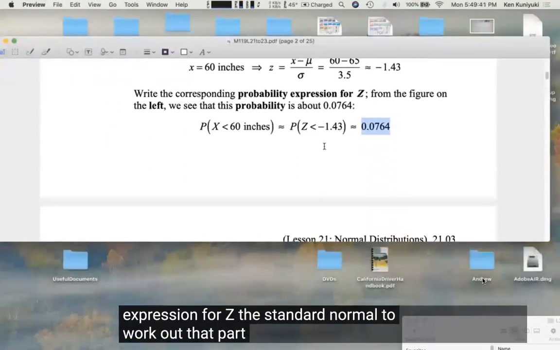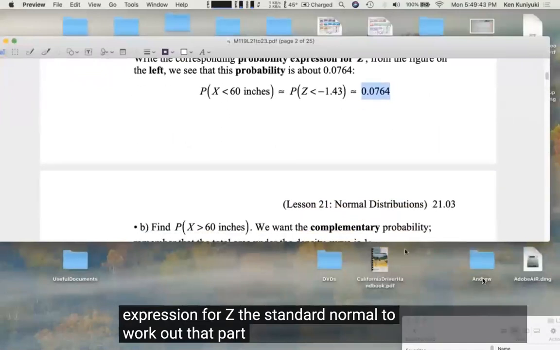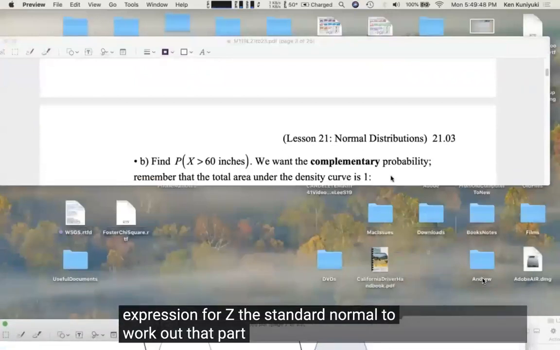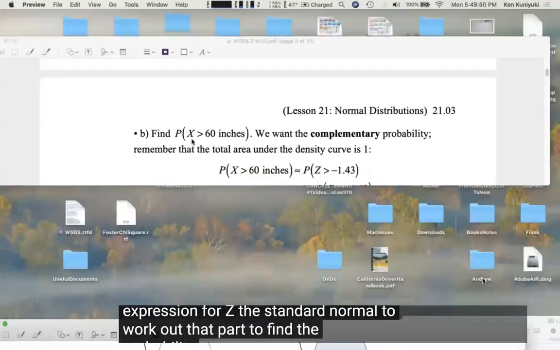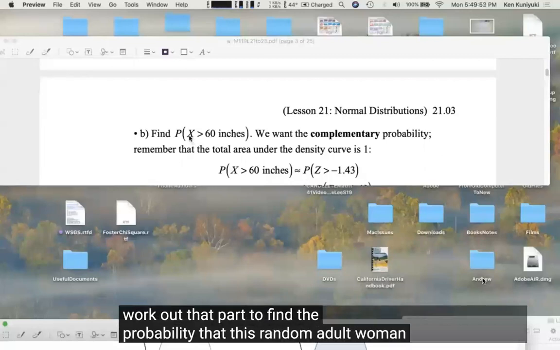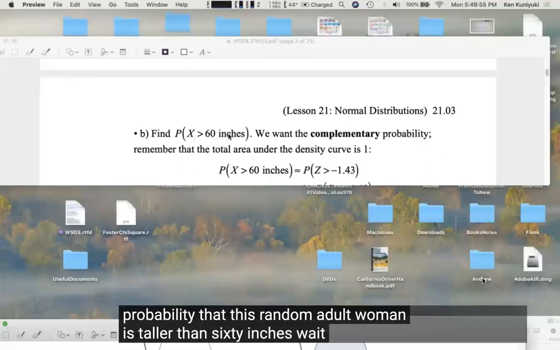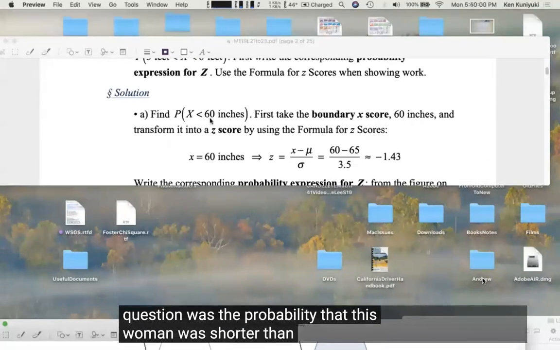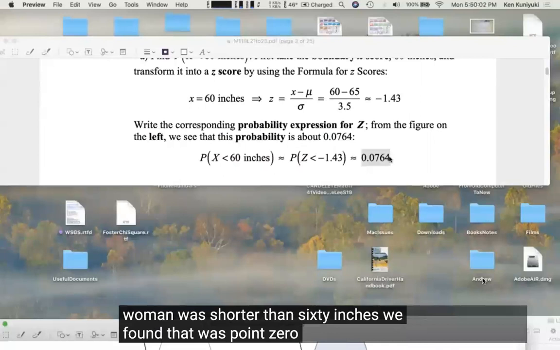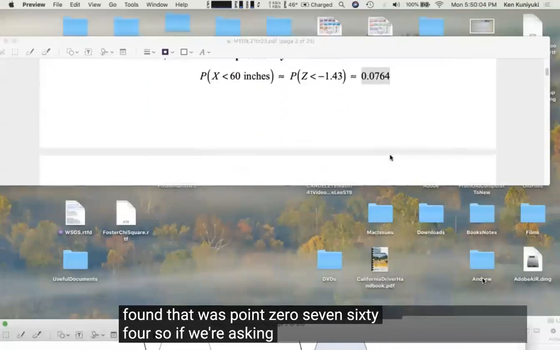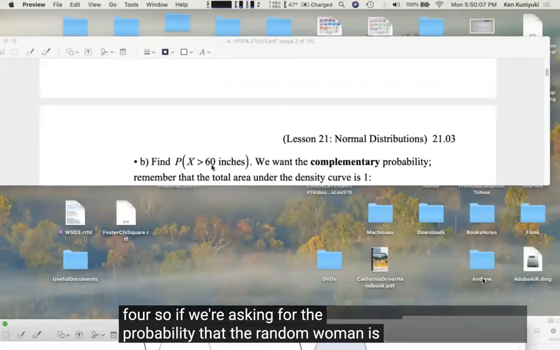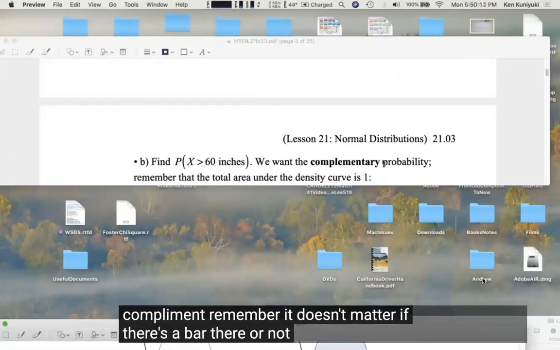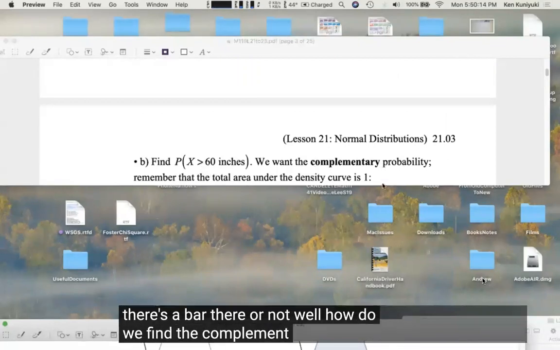To work out that part, to find the probability that this random adult woman is taller than 60 inches. Well, wait a minute. In part A, we asked what's the probability that this woman was shorter than 60 inches? We found that was 0.0764. So if we're asking for the probability that the random woman is taller than 60 inches, we want the complement. Remember, it doesn't matter if there's a bar there or not. Well, how do we find the complement?